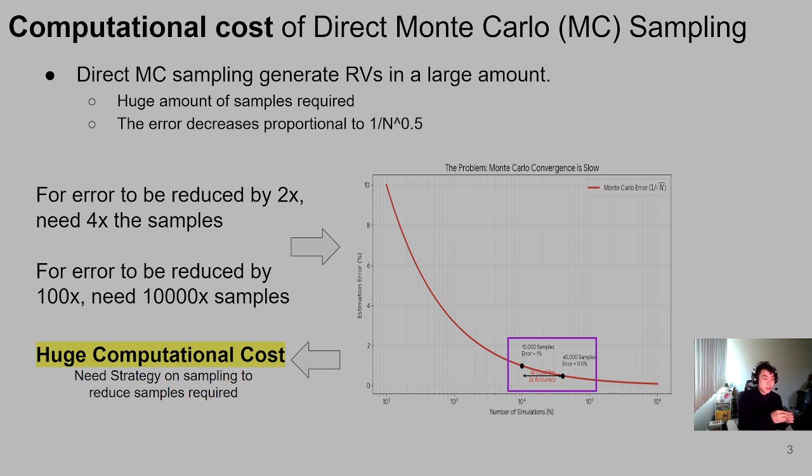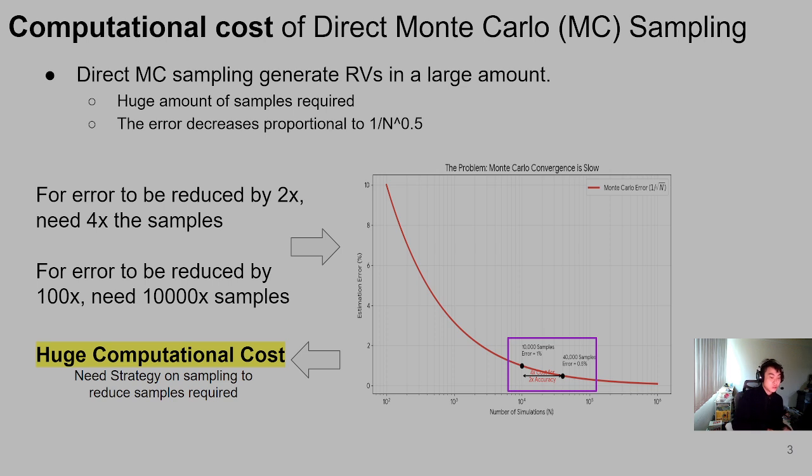because Monte Carlo sampling is like randomly throwing darts at a dartboard. It will work eventually, but it's not efficient, because the computational cost will be high. For example, to reduce the error by 2 times, you will need 4 times the samples. So there will be a huge computational cost. That's why we need a new sampling strategy to reduce the samples required.